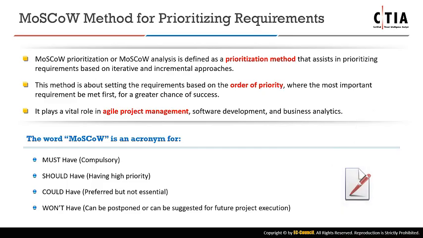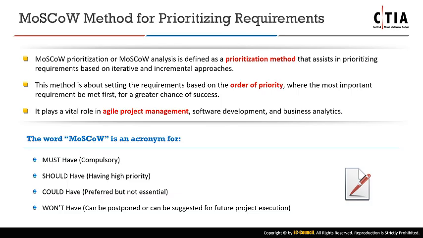Now we go to MoSCoW. MoSCoW prioritization or analysis is a method to order our priority. It plays a very big role in agile project management. And what MoSCoW means, it's actually an acronym. The M in MoSCoW is must have. That's compulsory, right? So if you have legal requirements, then you must have it. If you don't have it, then your organization might not be running anymore. It might be taken down by a federal agency.